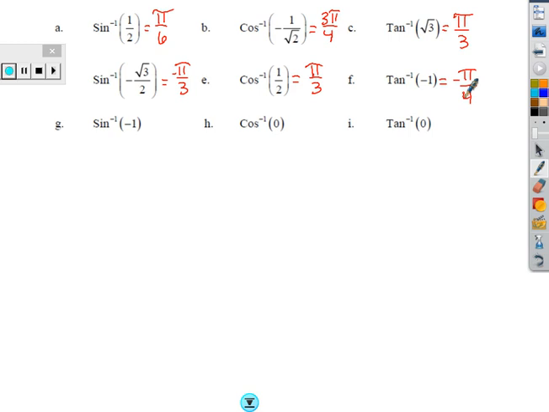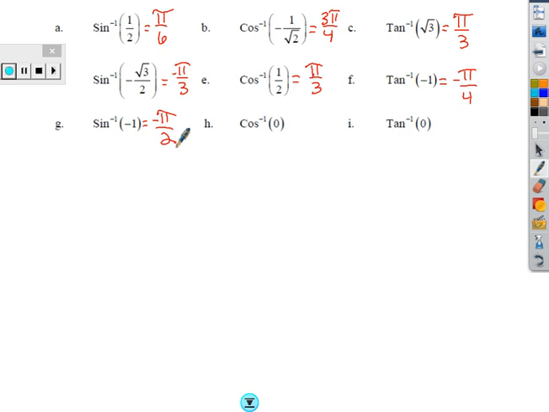Now next I see sine inverse of negative 1. Well, there's only one spot in the unit circle where sine gets to negative 1, and that's at 3 pi over 2, or 270 degrees. I can't write that, though, because 3 pi over 2 is technically outside of the range of sine inverse. I have to write negative pi over 2. Even though they're technically the same thing, 3 pi over 2 is outside of the range.